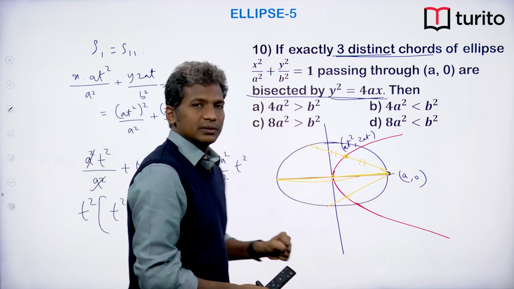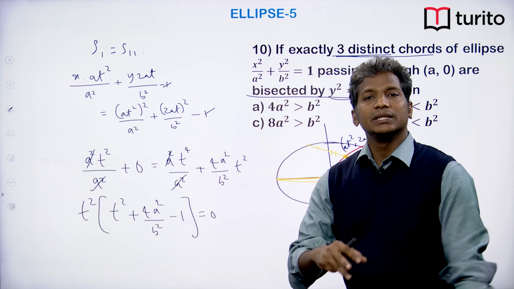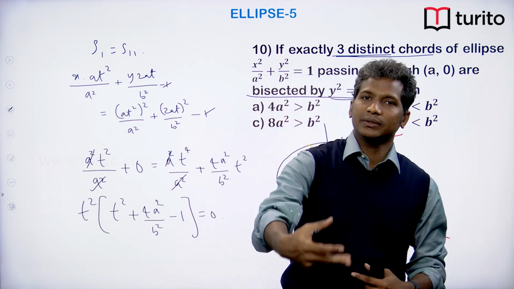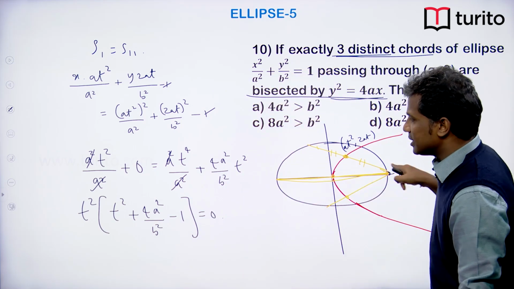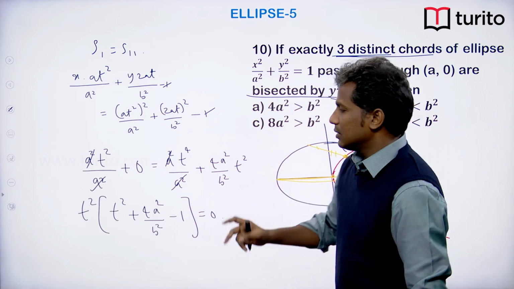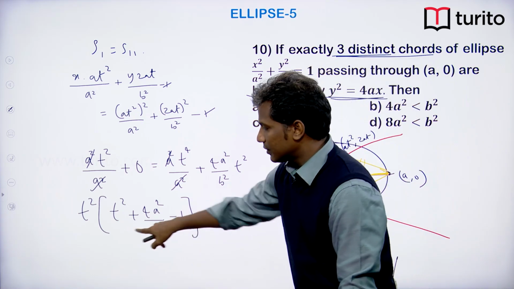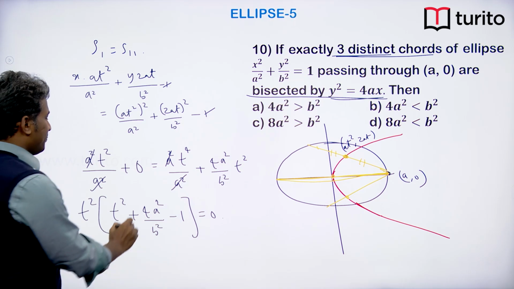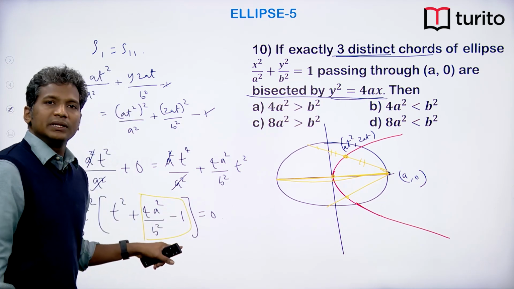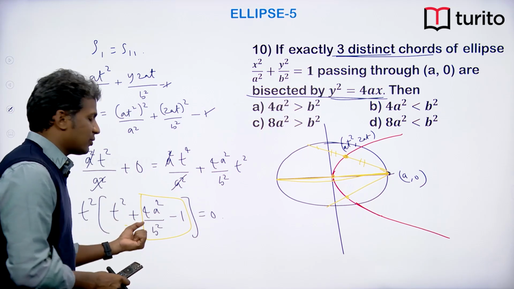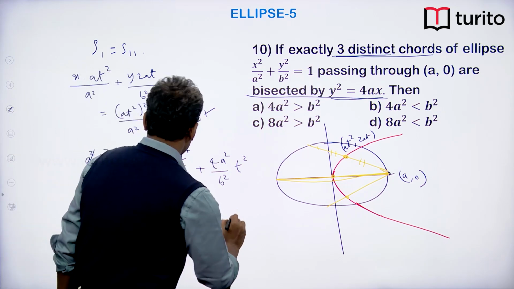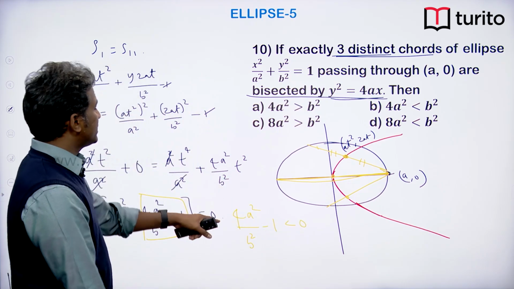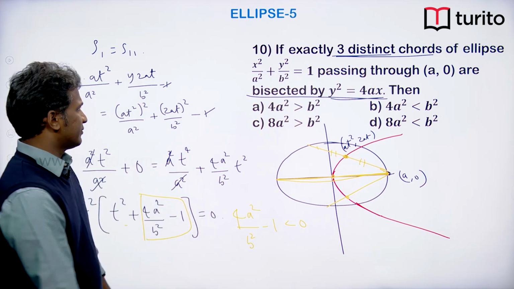So, this polynomial equation must have 3 solutions for t, and we can see that t square equal to 0 is already one solution, that is going to give us the major axis as the chord which is being bisected. The other 2 solutions must come from the other part. Now, for this equation to get 2 solutions, this part which is t square plus something must be negative for this part to have 2 solutions. So, that means 4a square by b square minus 1 must be negative, which means 4a square must be less than b square.